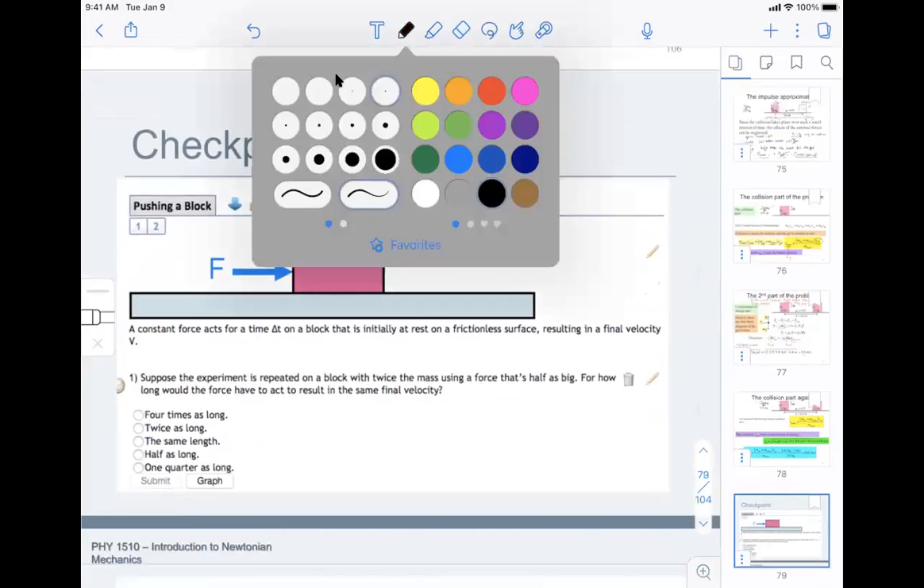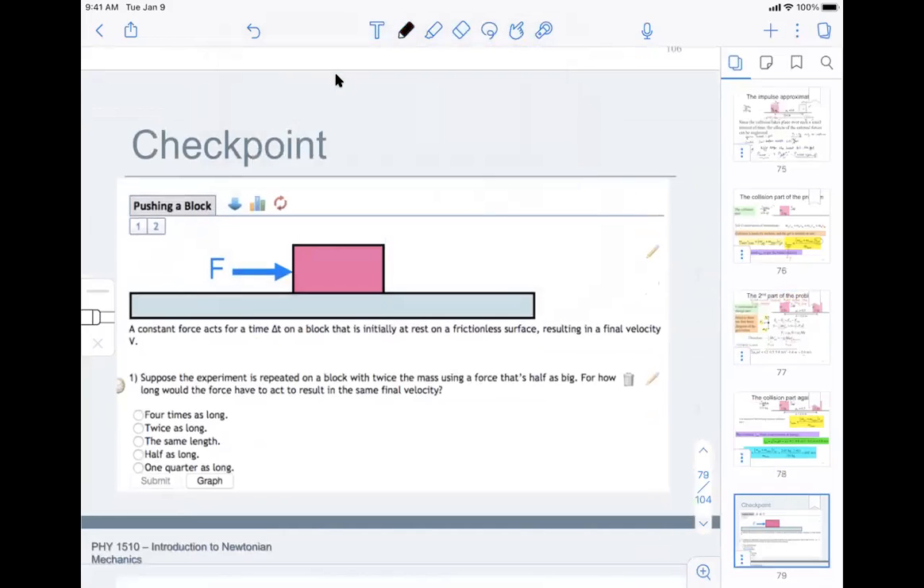Okay, so following up, there are a couple of checkpoint questions you've done. I would like to go through them one by one. The first checkpoint question is, there is an external force F, a constant force, applied for a total time delta t on the block that was originally at rest. There's no other external force, so there's no friction, right? Just this one. And the block will eventually have a final velocity v. Suppose you repeat the experiment with twice the mass using a force that's half as big, then how long do you need to apply this force?